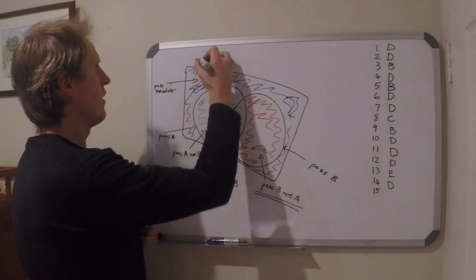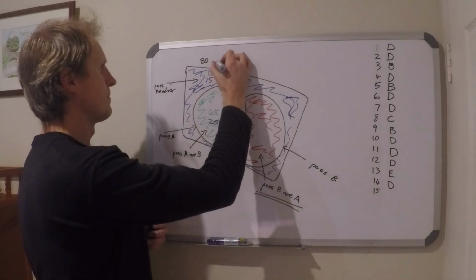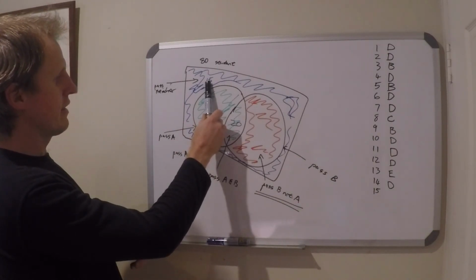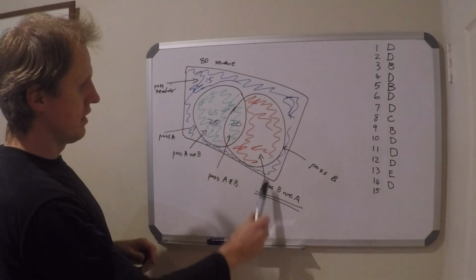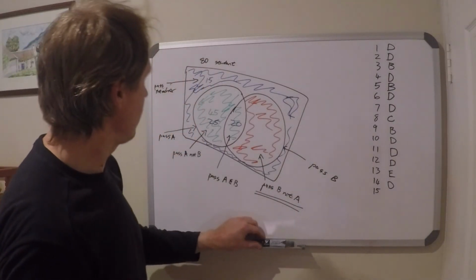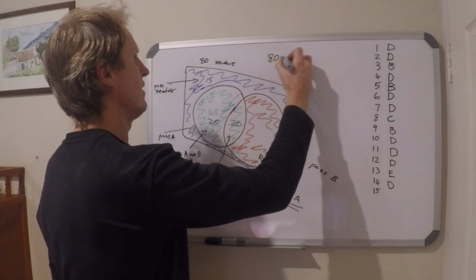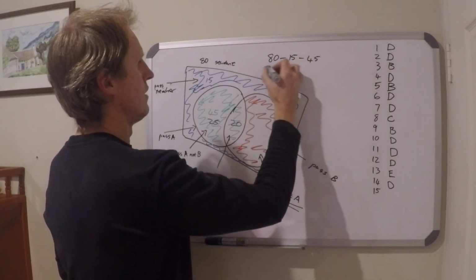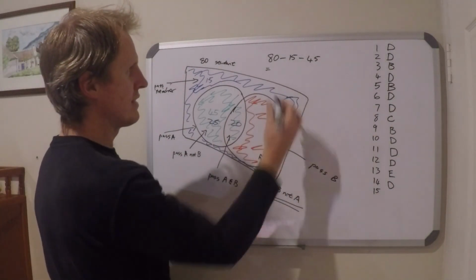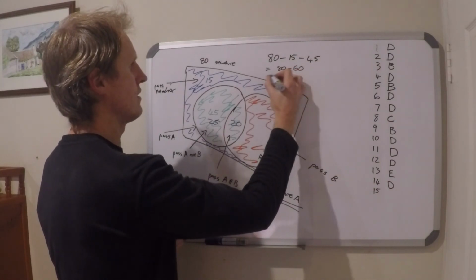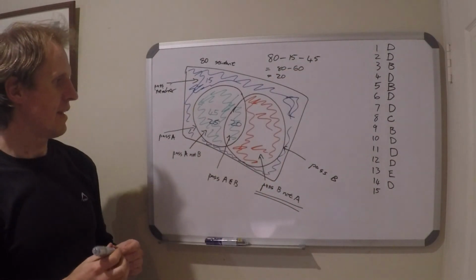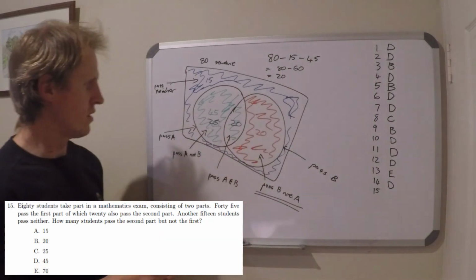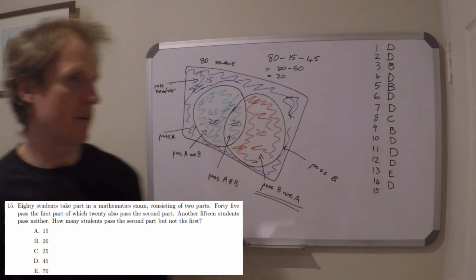We know that in total there are 80 students. 15 didn't pass anything. 45 passed the first part. And what's left is this. So let's write that down. 80 minus 15 who passed nothing, minus 45. What is that equal to? Well, we can group those together. That's 60. 80 minus 60 is equal to 20. And therefore this region here consists of 20 students who passed B but not A. And the answer is therefore B.